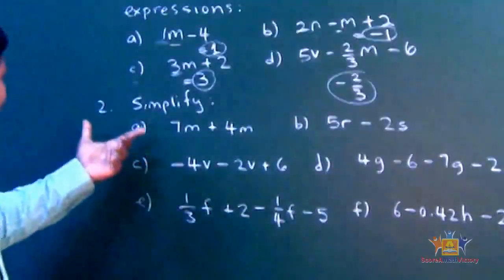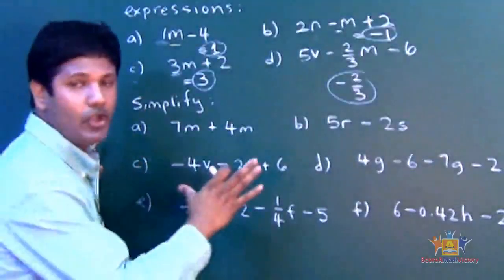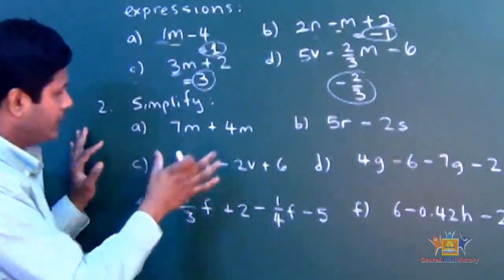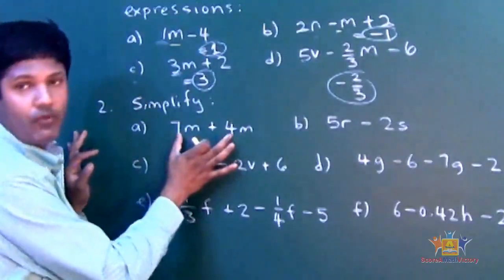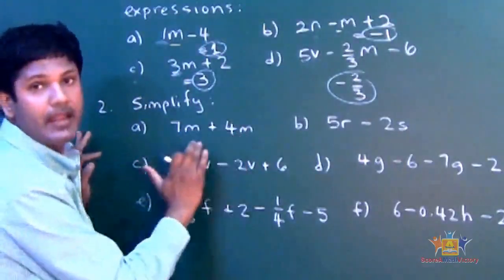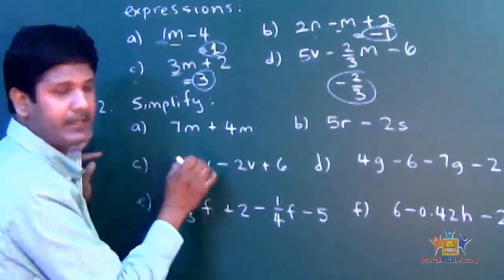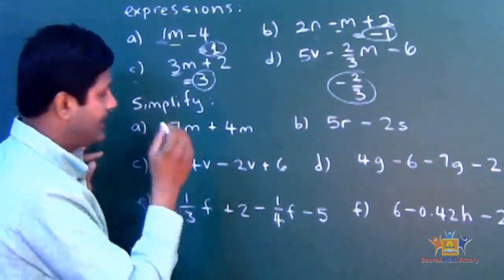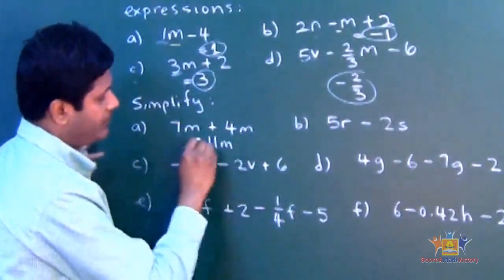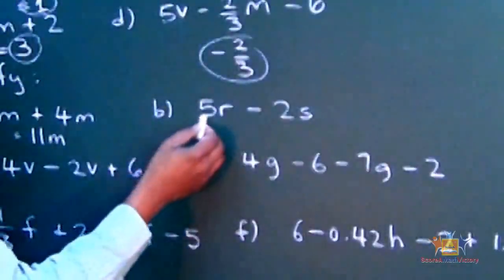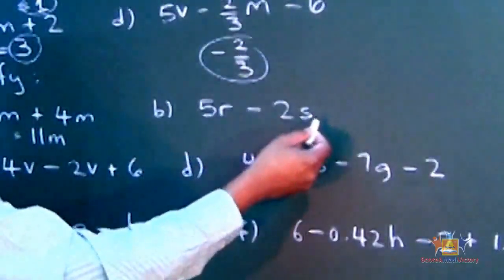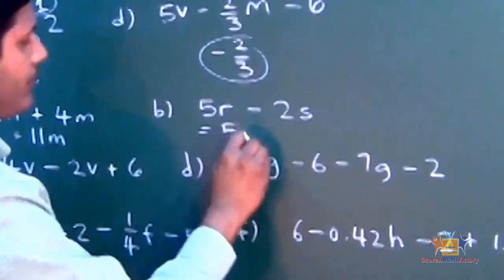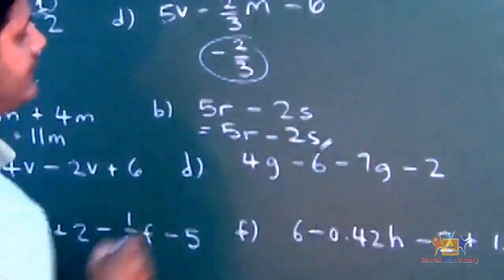Okay, let's look at the second one. Simplify. What they're trying to say is combine the like terms. In this case, I can combine 7m and 4m because both have m, like terms. Apples added to apples: 7 apples plus 4 apples gives me 11 apples, so it will be 11m. Now look at this one: 5 apples minus 2 oranges. The terms are not the same, so I just rewrite them, and that is the answer.